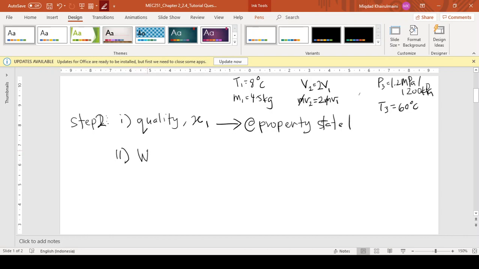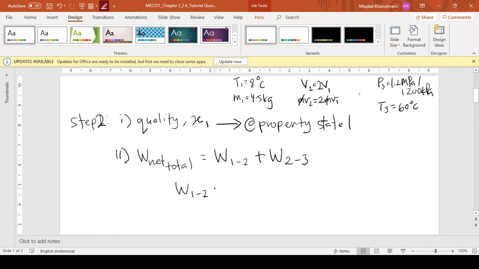So the net total work is simply the addition of both thermodynamic processes. So the first one, from state 1 to state 2, is the isobaric process, and then we add it with the second process, which was the isochoric process, work from state 2 to state 3. So for each process, write down its boundary work equation.